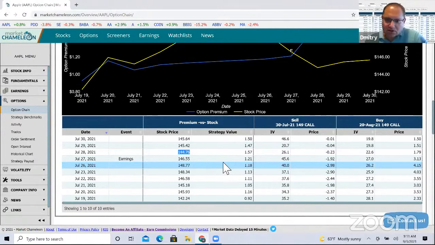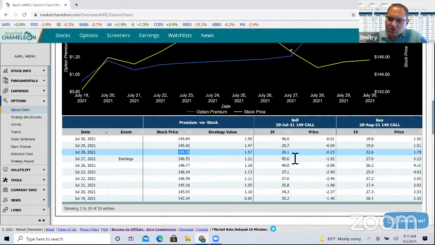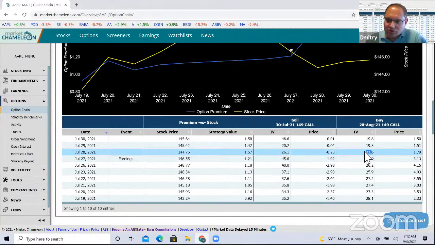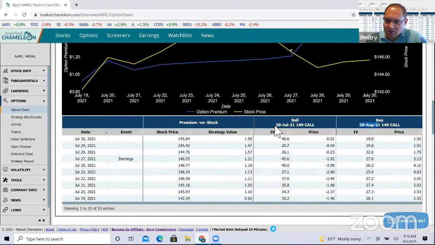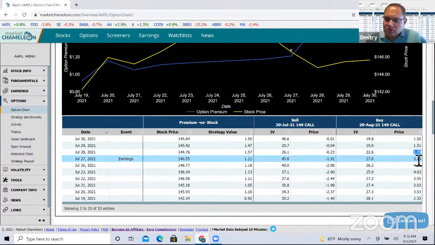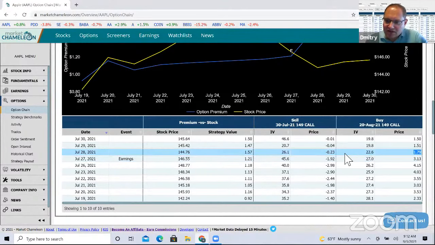So that move was muted. What happened to the implied vols? The implied vol dropped to 26.1 on that front month. It dropped from 27 to 22.6 on the August 20th, right? So remember, we have a calendar spread on. The new value is 23 cents on the front month call. The back month price dropped to $1.79. So the new value is $1.57.